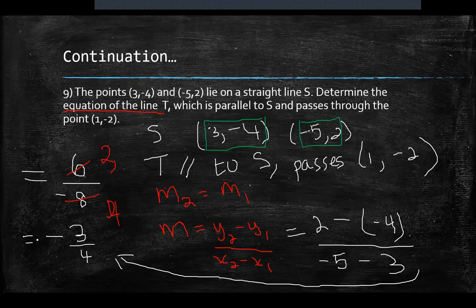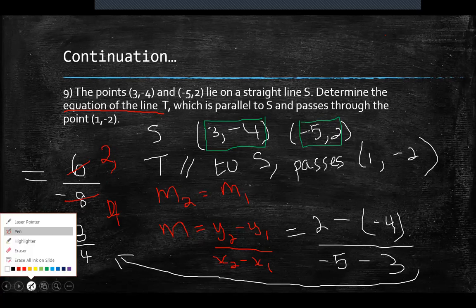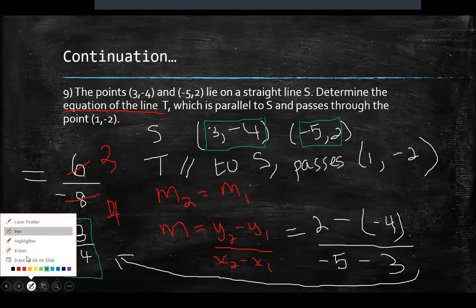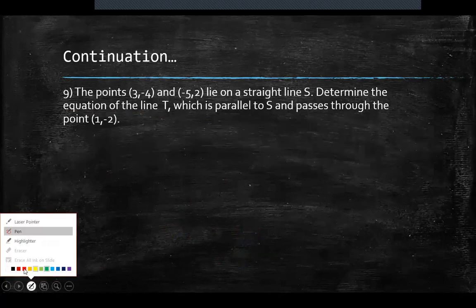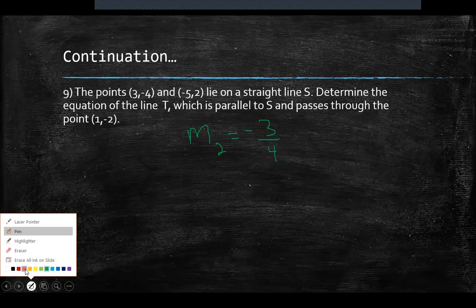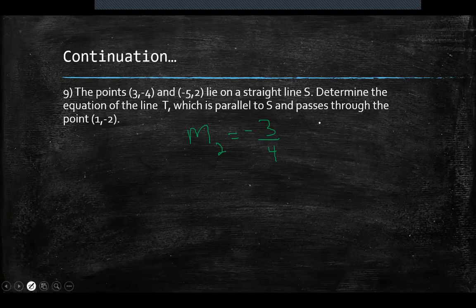So everybody got this as the gradient for S? Yes, miss. All right. Since T and S are parallel, we know that their gradients will be the same. That means if the gradient of S is -3/4, then the gradient of M2 is also -3/4. And remember, they told us that it also passes through the point (1, -2).